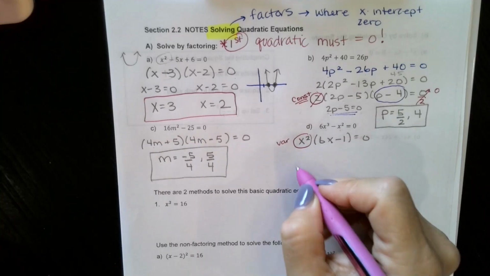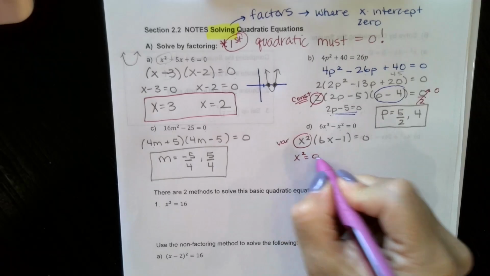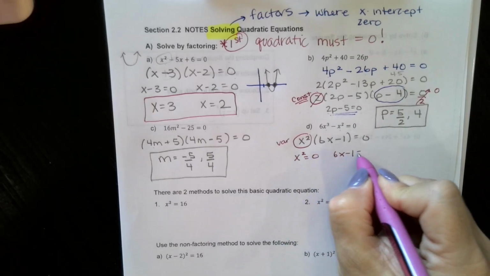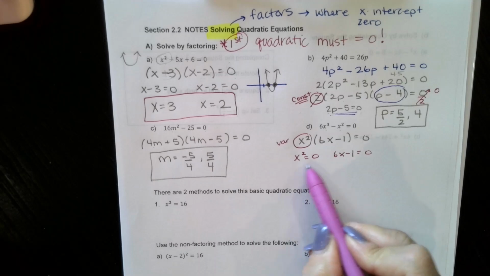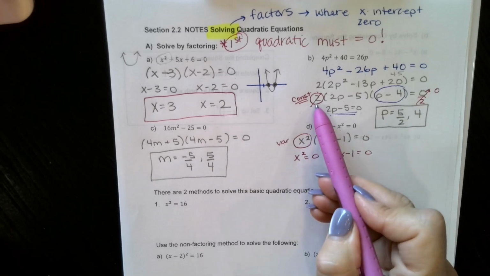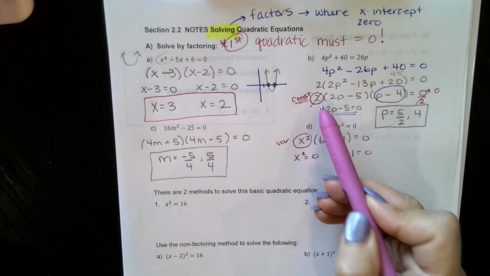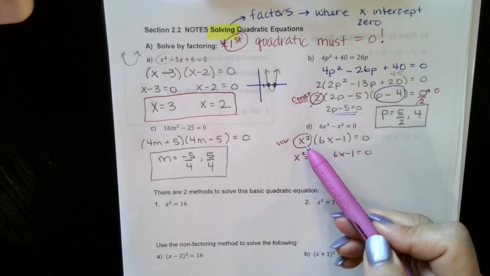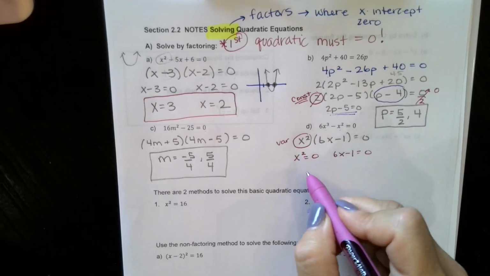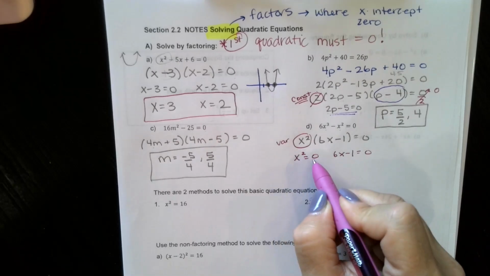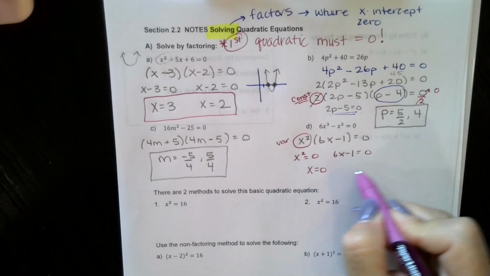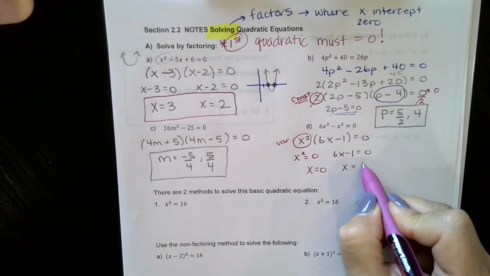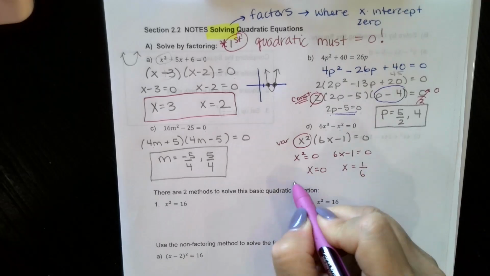What I have here is x squared equals 0 and 6x minus 1 equals 0. This actually is a variable that's going to equal 0. This one didn't, right? Super important to see the difference between these two. So what I know is if I take the square root of both sides, I get x equals 0. And with this guy, I get x equals 1 over 6.